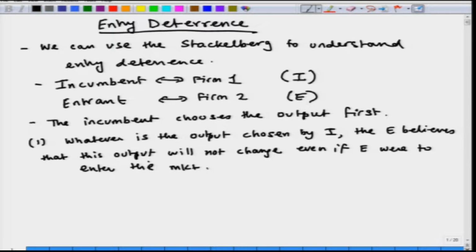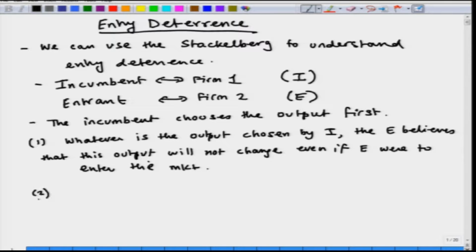So, this is a very strong and restrictive assumption. We will relax this later on. In fact, that is going to be one of the critiques of this first model that we are going to develop, and then we will see what happens when we introduce a two-stage game and look at post-entry competition between the incumbent and the entrant, right. For the moment, let us stay with this assumption that whatever is the output chosen by the incumbent, the entrant believes that post-entry the incumbent is not going to change the output.